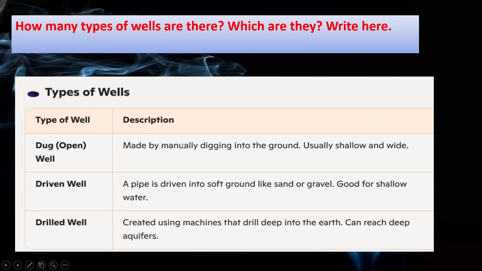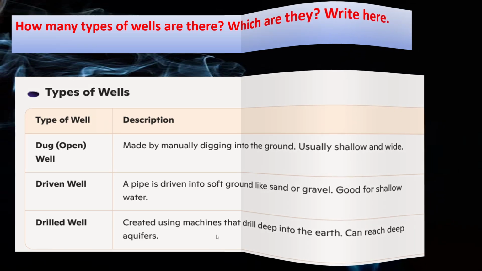How many types of wells are there? Which are they? Right here. Types of wells: dug well, driven well, drilled well. Dug well or open well, made by manually digging into the ground, usually shallow and wide. Driven well, a pipe is driven into soft ground like sand or gravel, good for shallow water. Drilled well, created using machines that drill deep into the earth, can reach deep aquifers.